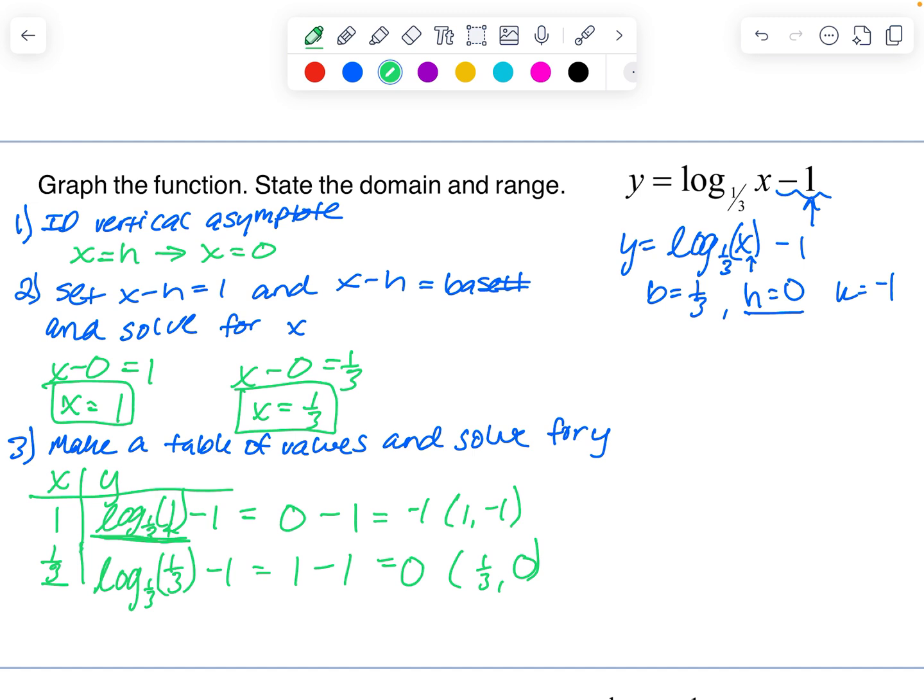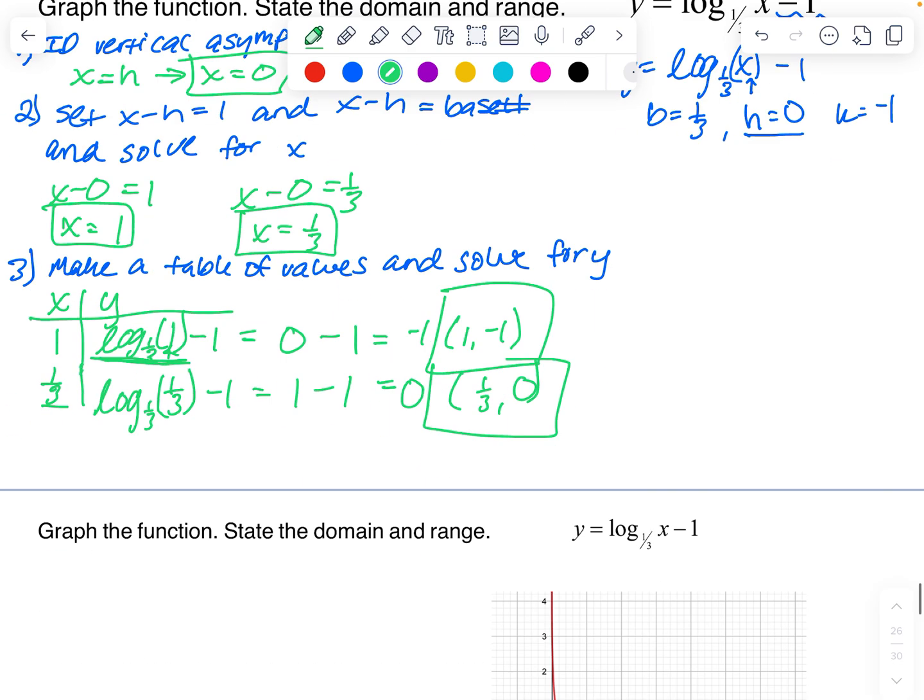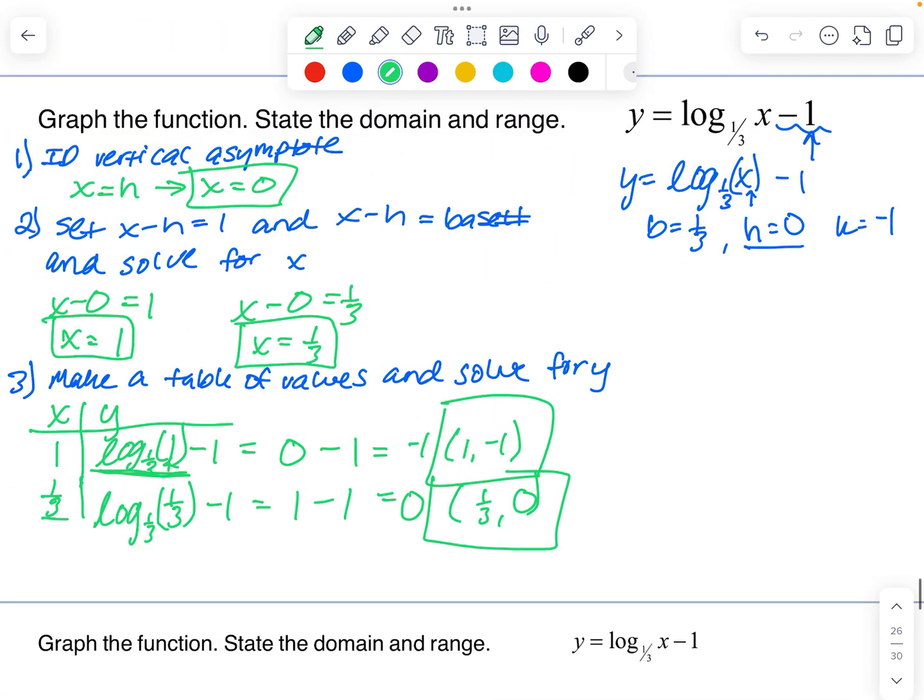So now I've got 2 points and an asymptote, just like with my exponential graphs. I'm going to plot those 2 points, and I'm going to draw my asymptote at x equals 0. So step 4 is really just finish the problem: plot the points and the asymptote and draw the curve.